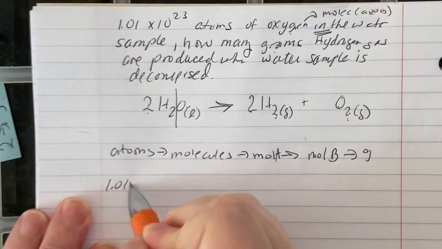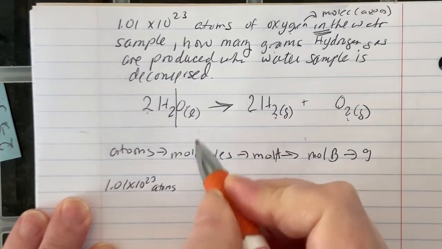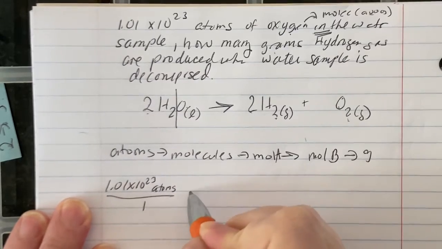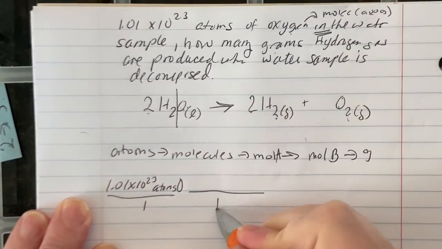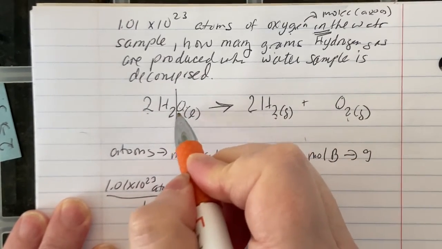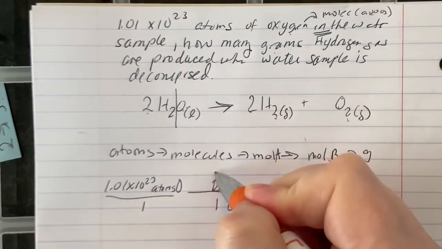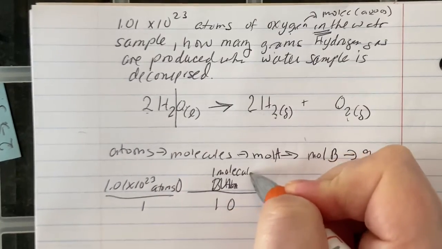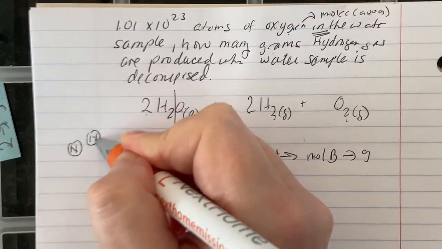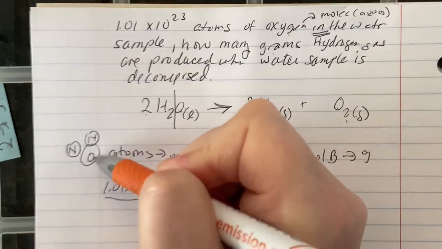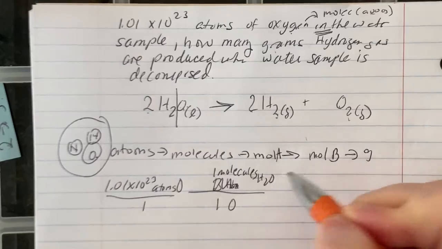Atoms, we know 1.01 times 10 to the 23rd atoms of oxygen in H2O, over 1. So when we look at oxygen, there is 1 oxygen for every 1, 2, 3 total atoms, or 1 molecule. So in 1 molecule of H2O, remember it's the Mickey Mouse molecule, there's 1 oxygen atom in the whole molecule, and 1 molecule of water.